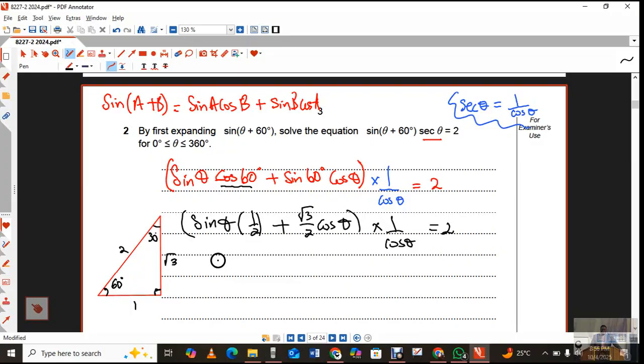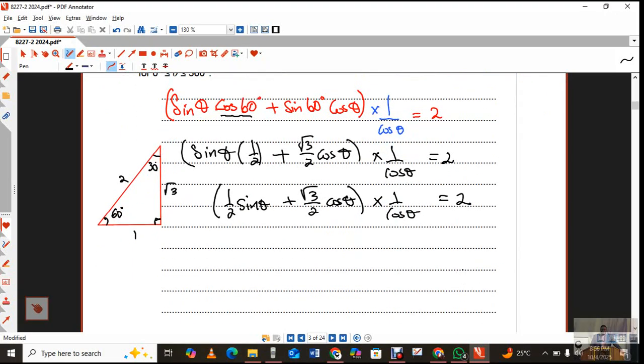Now let's just clean this up a little bit and rewrite it. So I'm going to put a half in front of the sine theta. This one is fine over cos theta. Then I'm going to multiply everything here by 1 over cos theta is equal to 2. Now, unnecessary step, but the idea is to divide throughout or multiply each term by that. So I'm going to have a half sine theta over cos theta plus root 3 over 2. Then it's cos theta over cos theta, and then obviously this is equal to 2.